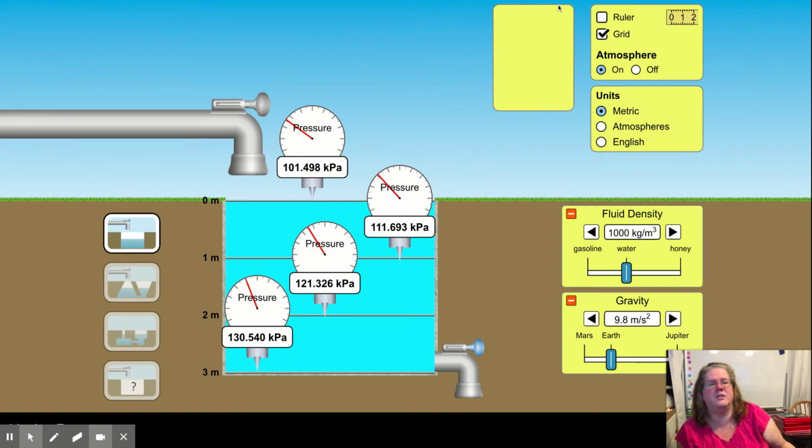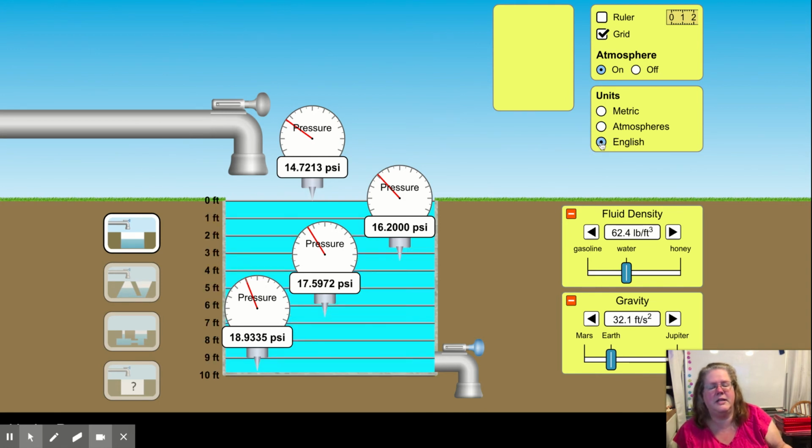I could also change that unit to atmospheres. So this would be like 1 atmosphere. This is 1.1 atmosphere. So that's what we feel compared to what our normal atmosphere is. And if we wanted to go into English, that 4-letter word we usually try not to talk about, this would be like 14.7 pounds of pressure per square inch.